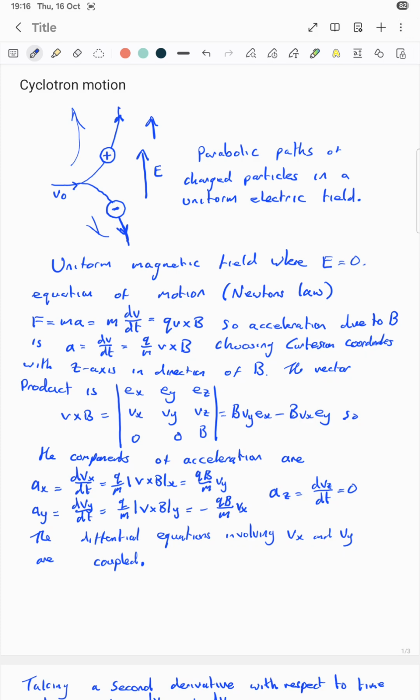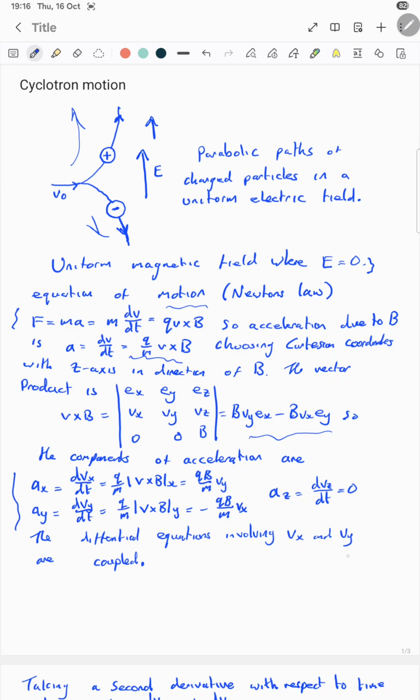Right, we take from Lorentz force law here, where the electric field is zero, so we get the equation of motion by Newton's law, F equals ma, where this is the magnetic component of Lorentz force law. So acceleration due to the magnetic field is given here. Now, choosing Cartesian coordinates with z-axis in the direction of the magnetic field, the vector product is this. So the components of acceleration are here.